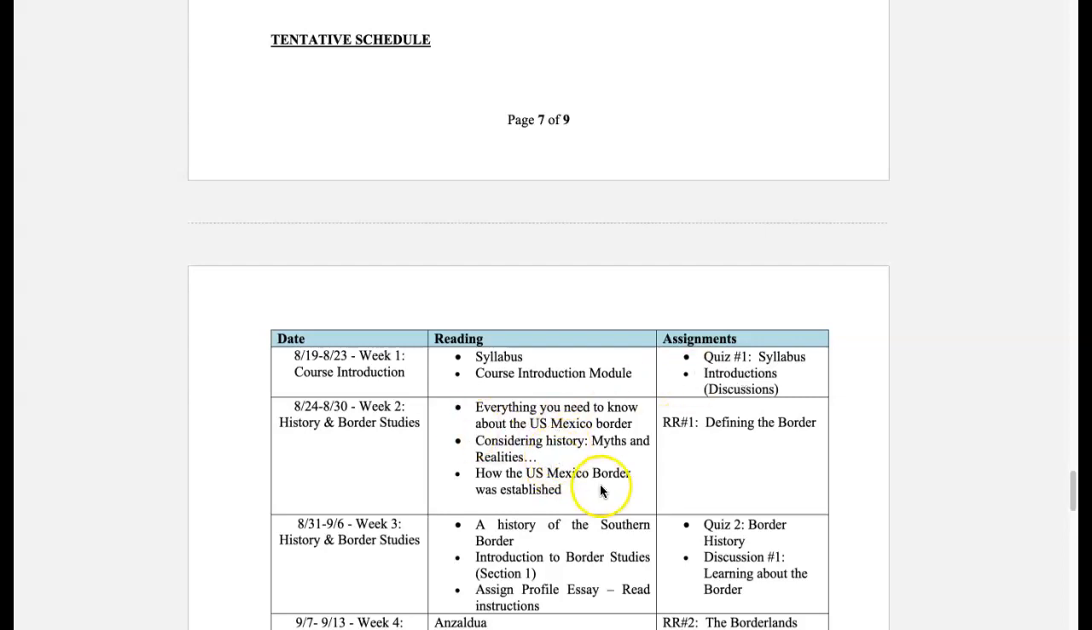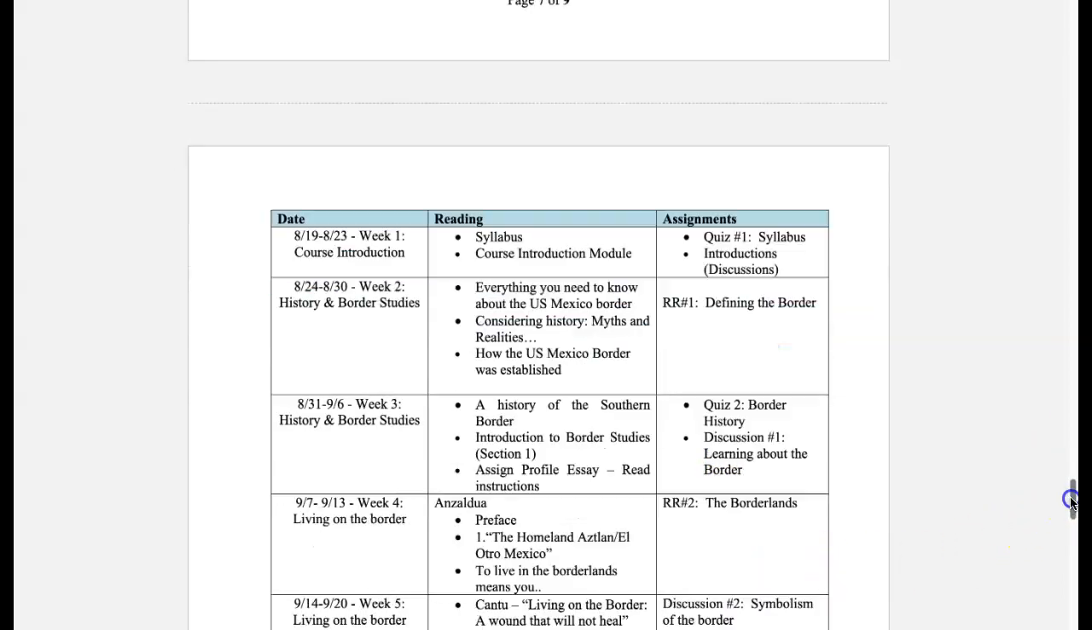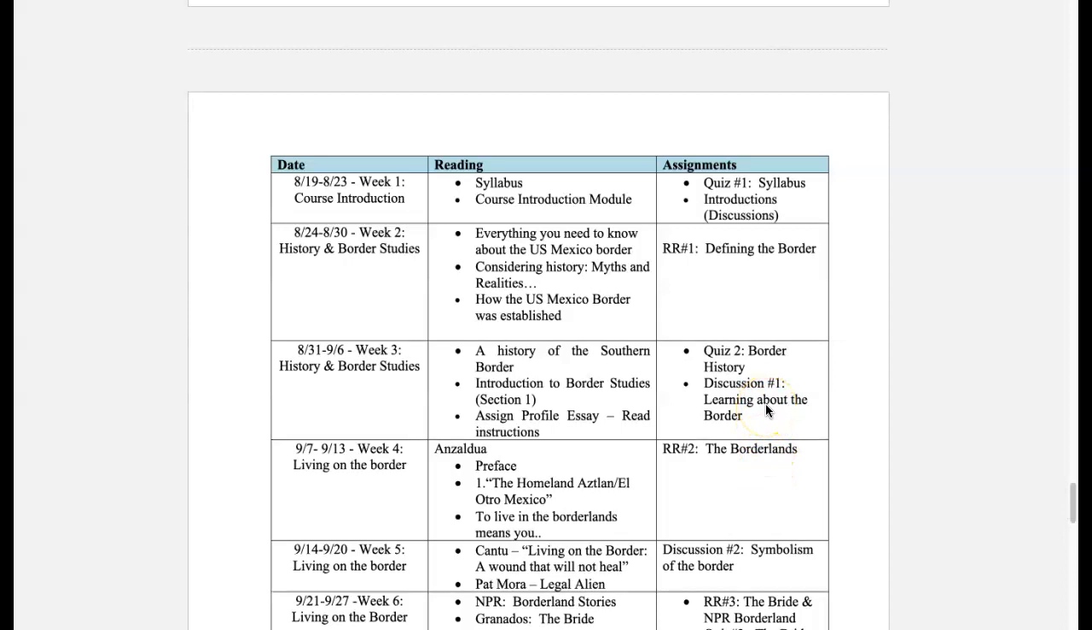However, starting next week, we go back to our regular schedule, which is the reader responses, which are the writing assignments, are due on Sunday, and then the third week, the quiz and the discussion number 1 will be due on Saturdays. Well, the discussion will be due Thursday and Saturday.